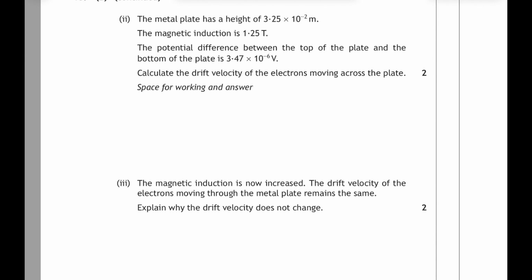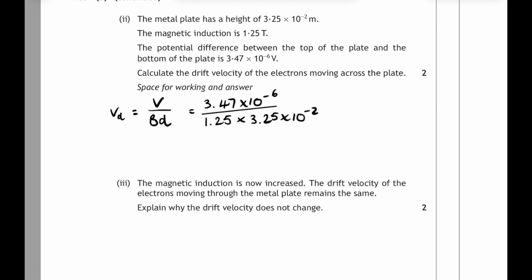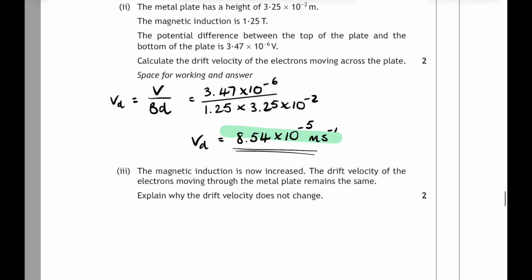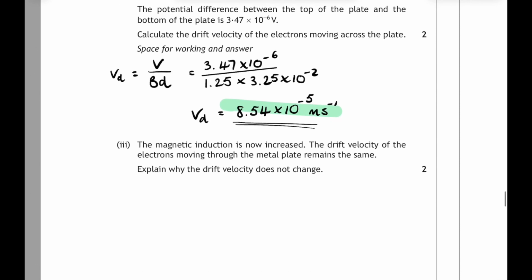So let's write that relationship again. v subscript d equals capital V over BD. And then let's substitute the numbers in. So the potential difference was 3.47 times 10 to the minus 6 divided by 1.25 times 3.25 times 10 to the minus 2. And if you do that correctly on your calculator, you'll get an answer of 8.54 times 10 to the minus 5 metres per second. Electrons drift very slowly through electrical circuits, but that's a story for another day.